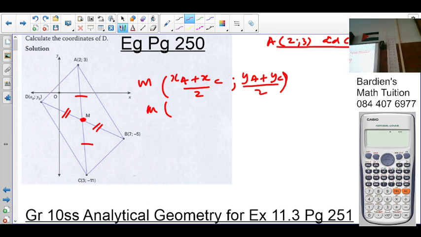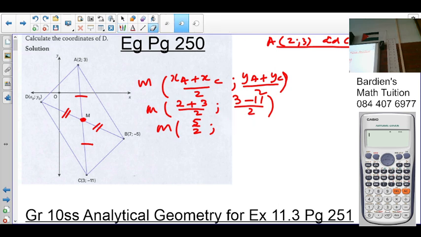So XA is 2 plus 3 over 2. And then YA is 3 plus negative 11 over 2. So the coordinates of M are: 2 plus 3 is 5, so it's 5 over 2, and 3 minus 11, which is negative 8 over 2, which is negative 4. So M is 5 over 2 and negative 4.